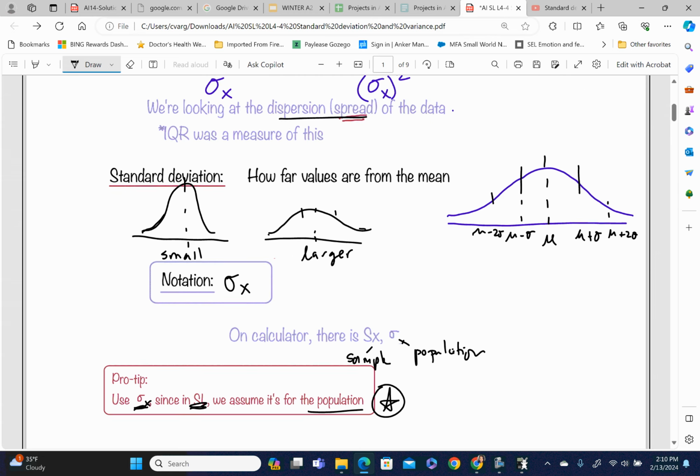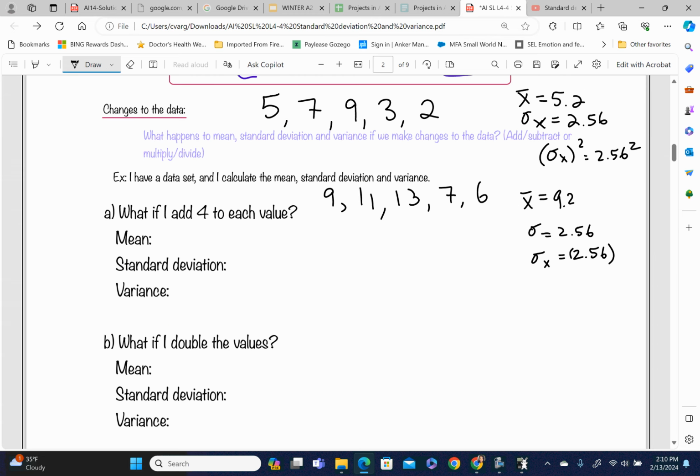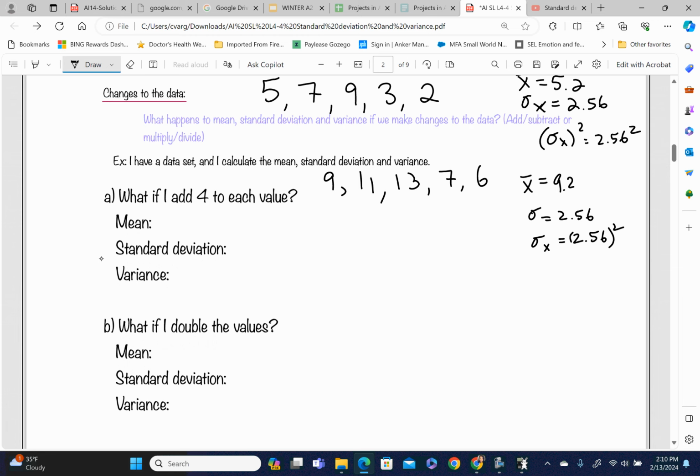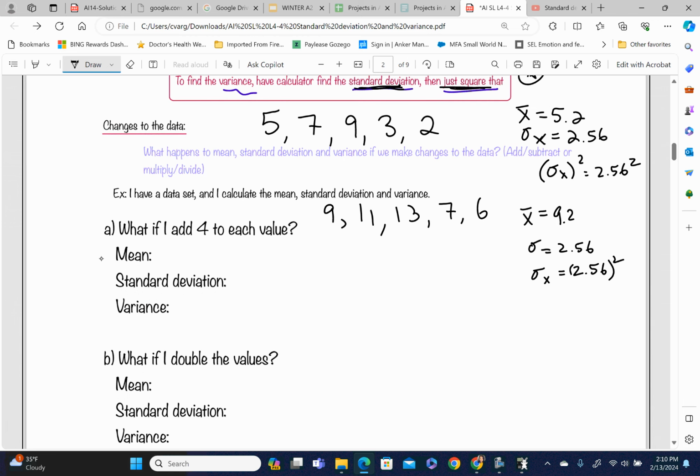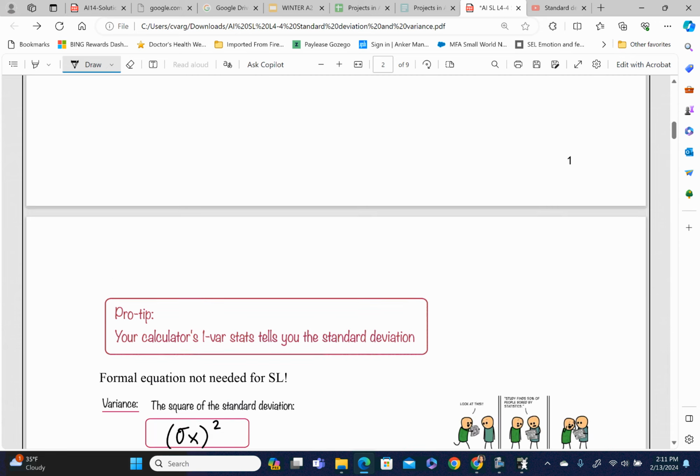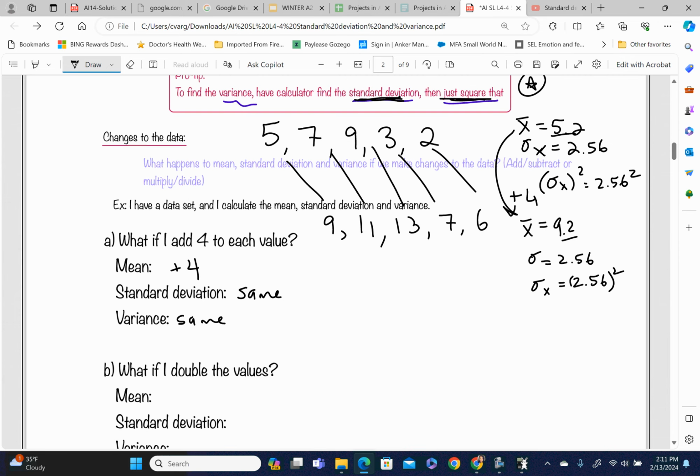All right. So what does that mean that I just realized? The only thing that happened is my mean went up. It went from 5.2 to 9.2, so this got 4 added to it. My standard deviation stayed the same, and my variance stayed the same. So adding 4 to each value literally just makes the mean go up by 4. And then my standard deviation, how spread out the data is, and the variance are exactly the same.